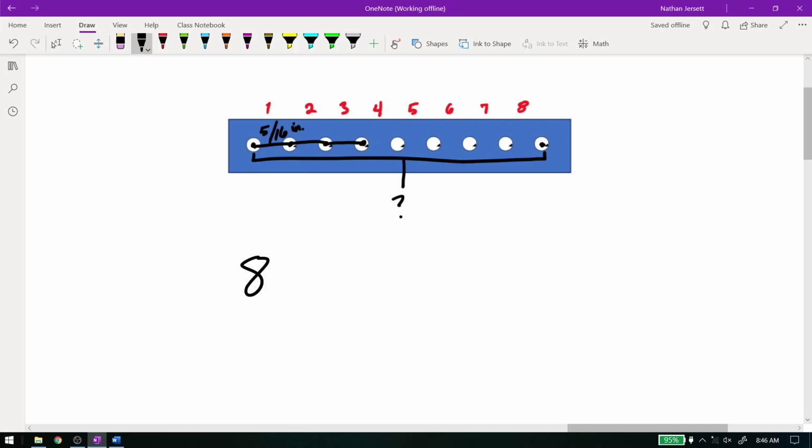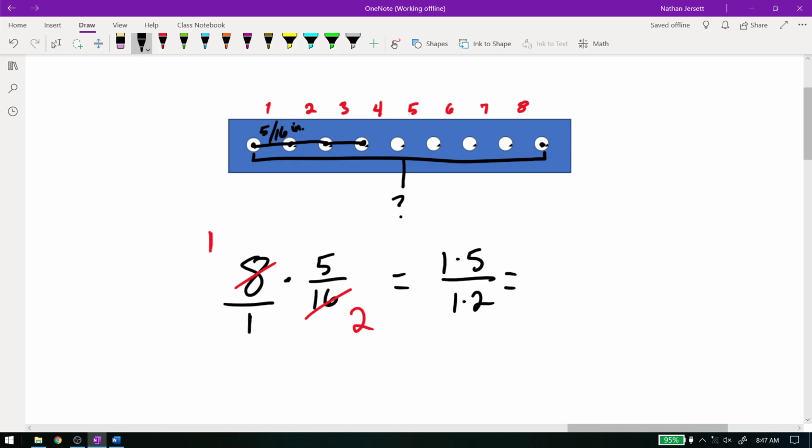So if we have 8 times the 5/16 of an inch space, all we have to do is 8 times 5/16 of an inch. Of course, 8 is over 1, and you can see here we can cross cancel. 8 divided by 8 is 1, and 16 divided by 8 is 2. And we get 1 times 5 over 1 times 2, which is 5/2 inches.